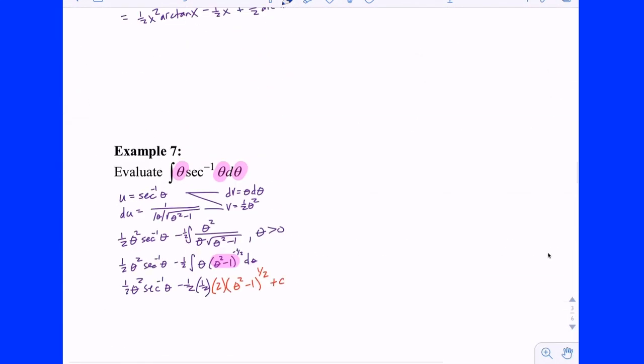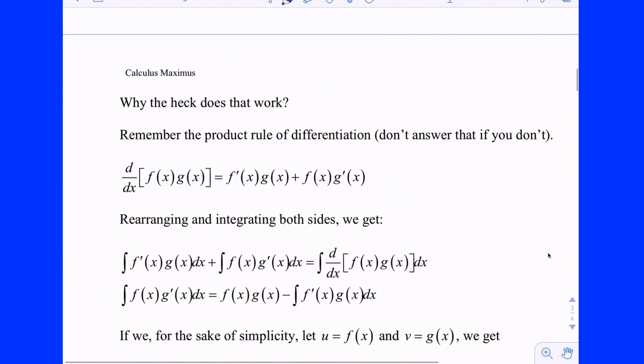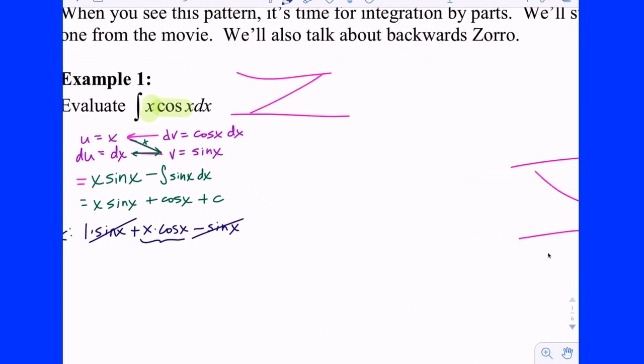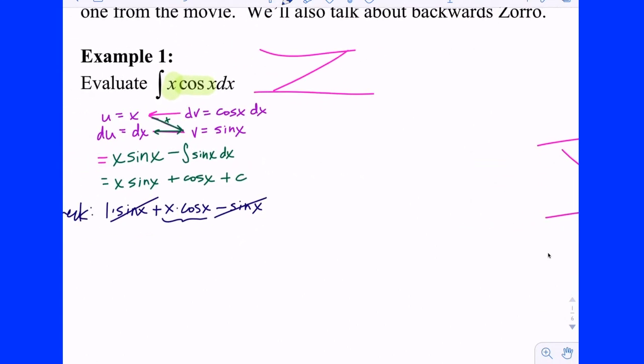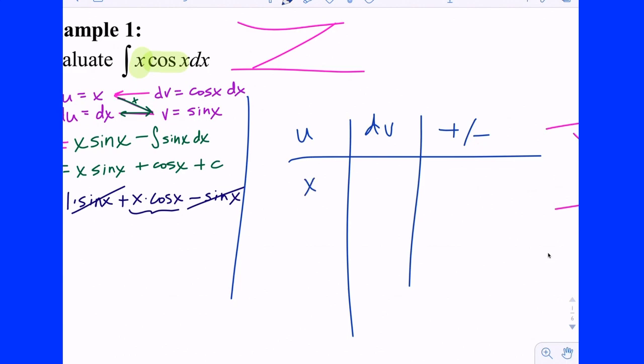Well, let's see. Would it work up here on one of these easier ones? Let's come up to this easy one up here. Does it work on x cosine of x, where the Zorro method works? Let's see. We've got u, dv, plus or minus. You have x, that'll be 1, that'll be 0. This is cosine x, that's a positive. This will be sine of x, that's a negative. This will be negative cosine of x, that's a positive.